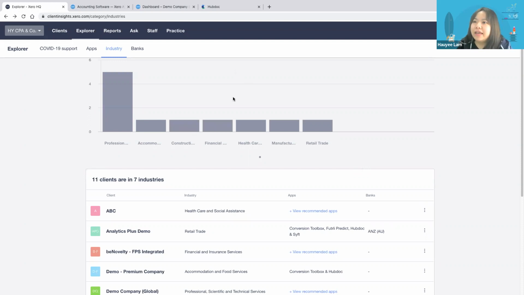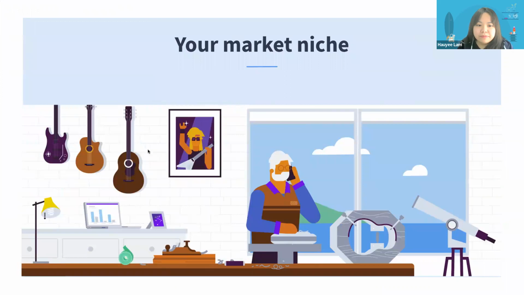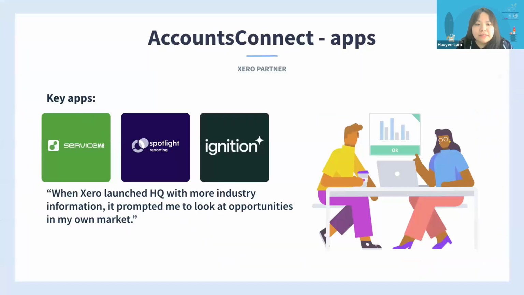So let's go back to the slide deck. Diana found there were many trade-based businesses in her client base, like electricians. It helped her recommend apps to these clients, like ServiceM8, among the apps that manage the job and staff, from a customer's first call to job completion, invoicing and payment. Like WK, they also use Spotlight for ongoing client management reporting, and Ignition for client proposals.